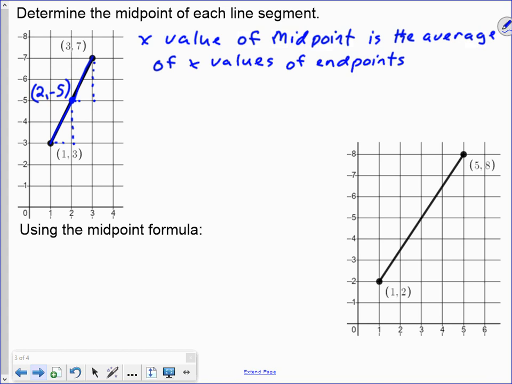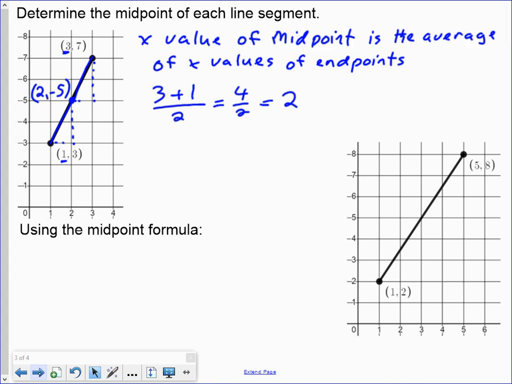So in other words, if we take the 7, sorry, not 7, but we want to work with the x's here. So we want the 3, which is the x value of our one endpoint, and the 1, which is the x value of our other. So if we do 3 plus 1, and we average them, divide them by 2, we get the x value for our midpoint.